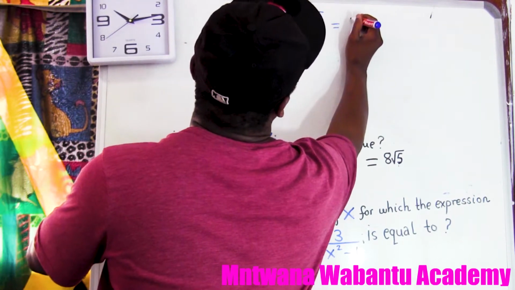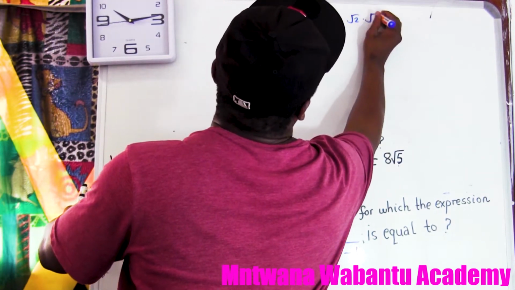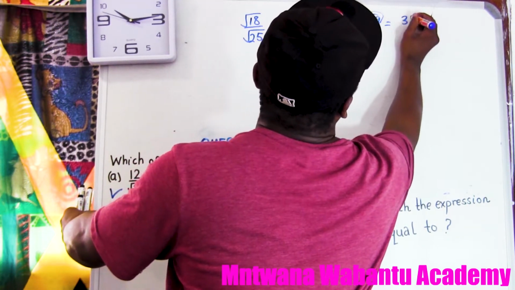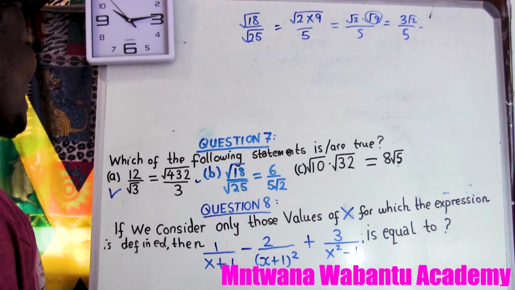So now I can separate. Let me say square root of 2 and square root of 9, over 5. Square root of 9 is equal to 3. So it's going to be 3 square root of 2 over 5. And that's going to be my left hand side.